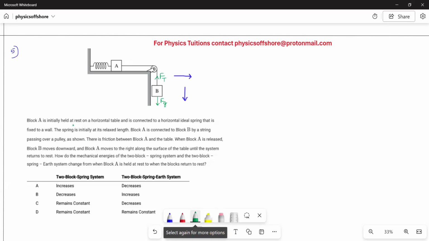Block A is initially held at rest on a horizontal table and is connected to a horizontal ideal spring that is fixed to a wall. The spring is initially at its relaxed length. Block A is connected to block B by a string passing over a pulley as shown. There is friction between block A and the table.